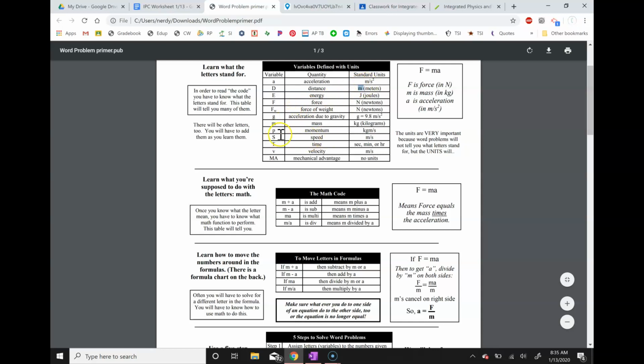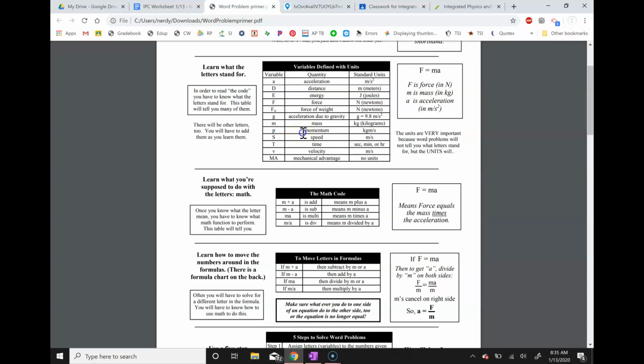Don't get them confused. We have a lowercase p for momentum. Why is it p? Well, we have a lot of m vocab words, and they just decided on p. Okay, we measure that in kilograms, meters per second. Okay, I know this is long. We'll talk about it in a little bit.